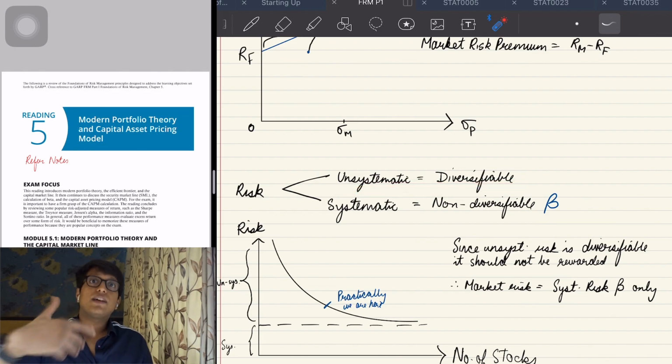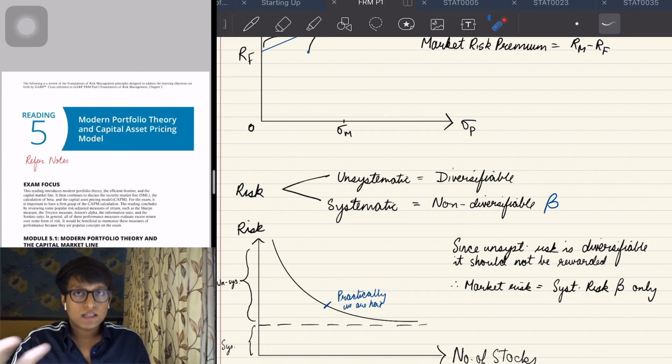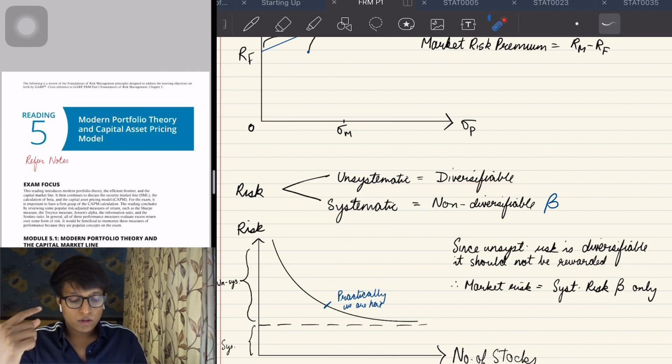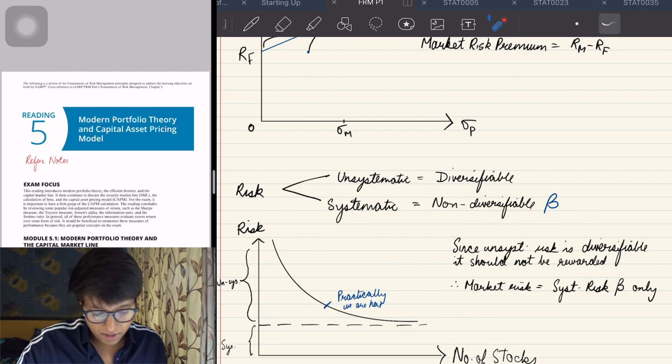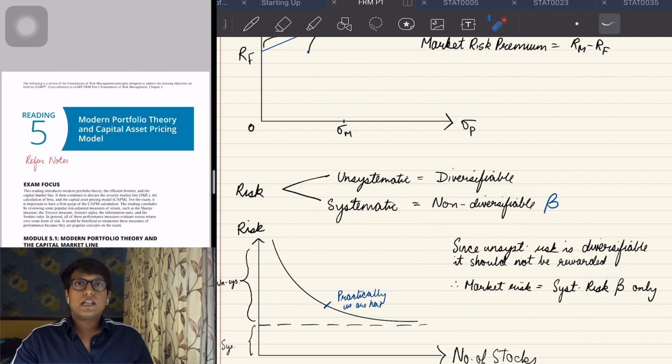So since investors are risk averse and markets are homogeneous, why should investors be awarded for risk that is diversifiable? So they are only awarded for risk that is non-diversifiable, which is called beta. Beta is the sensitivity of a stock price with respect to the market.